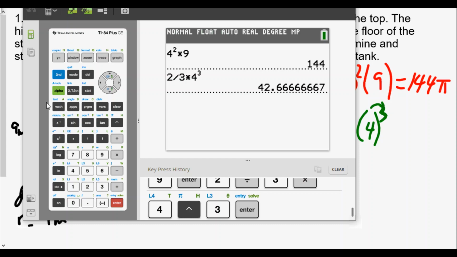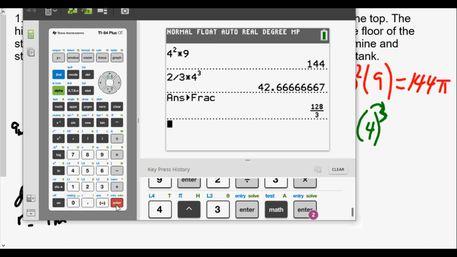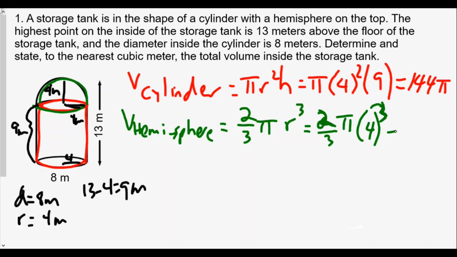42.6667, around 7. We're going to change it to a fraction. So math, enter, and this becomes 128 over 3. So this will be, in this case, 128 over 3 pi. Okay, so the total volume of the storage tank.